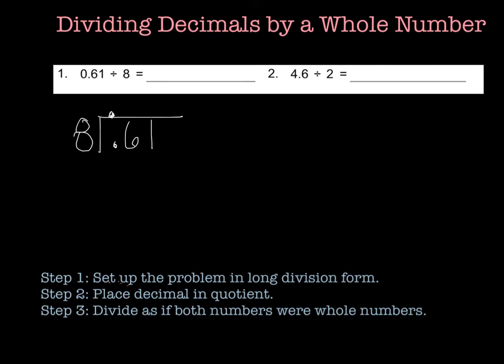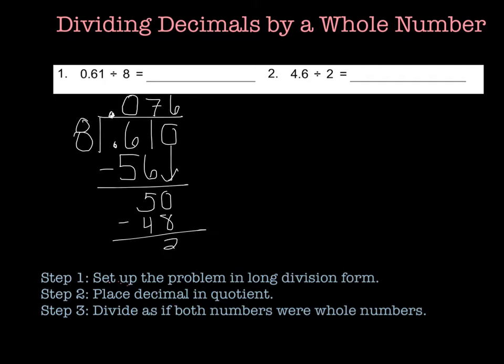Step 3 says divide as if both numbers were whole numbers. Okay, so 8 can't go into 6, so I need to put a 0. But 8 can go into 61. It can go into 61 7 times, which gives me 7 times 8 gives me 56. So then I subtract. I would have 5 left over. Add a 0 and continue dividing until it either repeats or terminates. 8 goes into 50 6 times, which will give me 48. I have 2 left over.